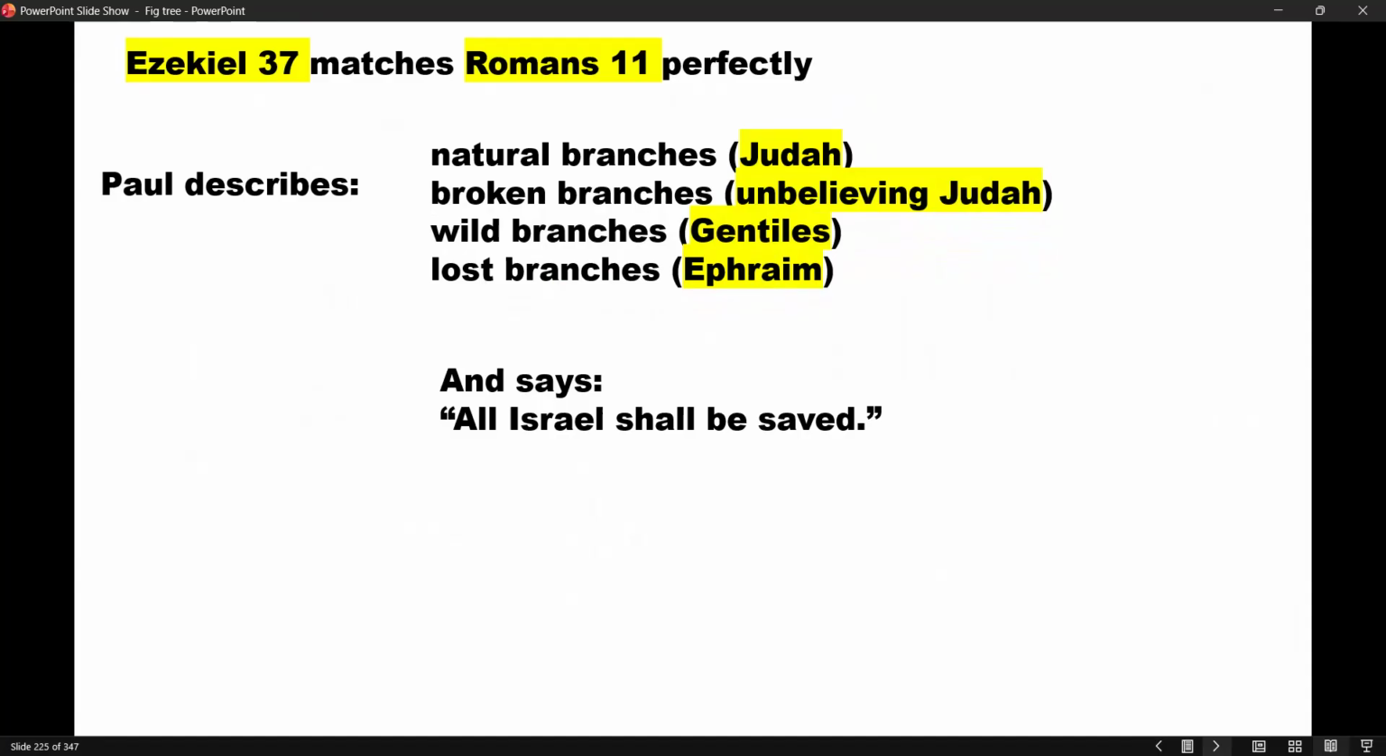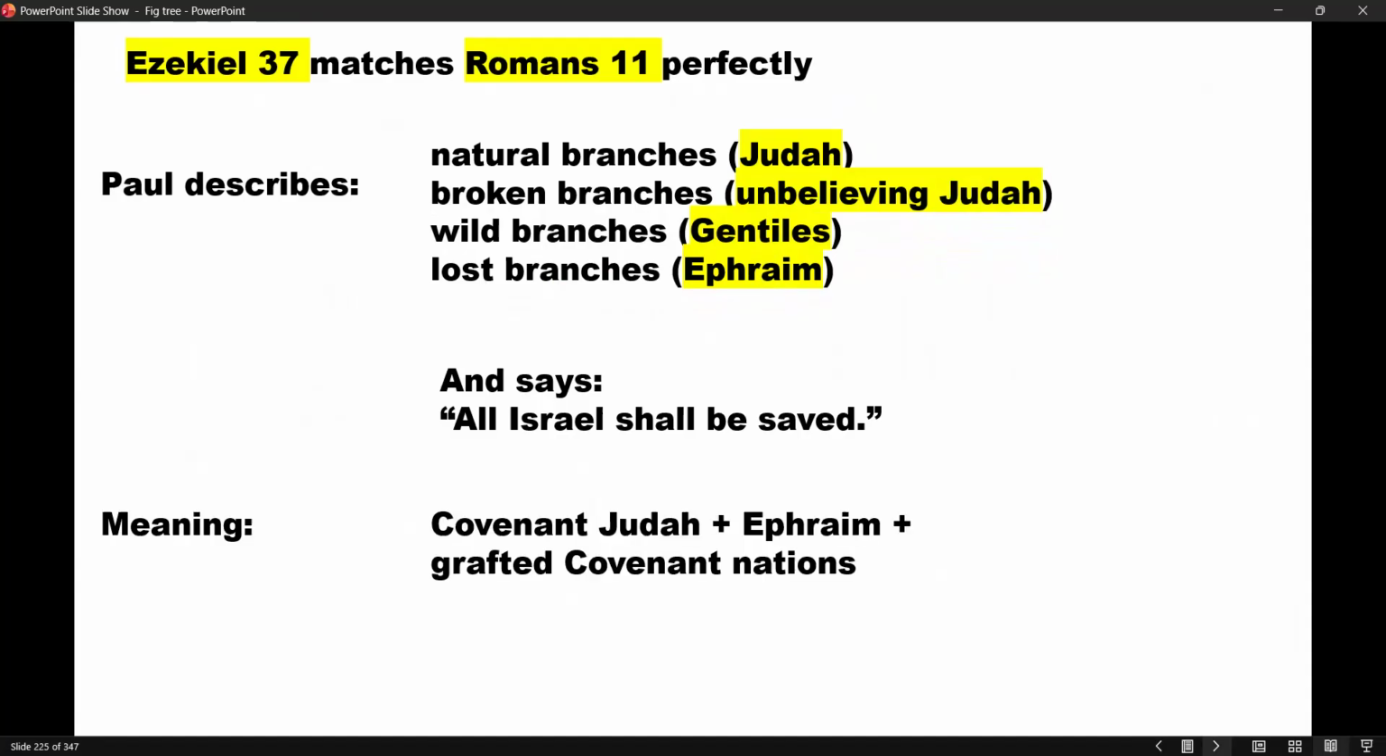That's not covenant mechanics. Meaning covenant Judah plus Ephraim plus grafted covenant nations. That's what that is. But you have to be in a covenant. It has nothing to do with just because you're Israel. We know that because we've seen different instances out in the wilderness. When the people bucked against Moses and Aaron, what happened? Were they spared? Did they come back to life? No. So let's keep it moving.